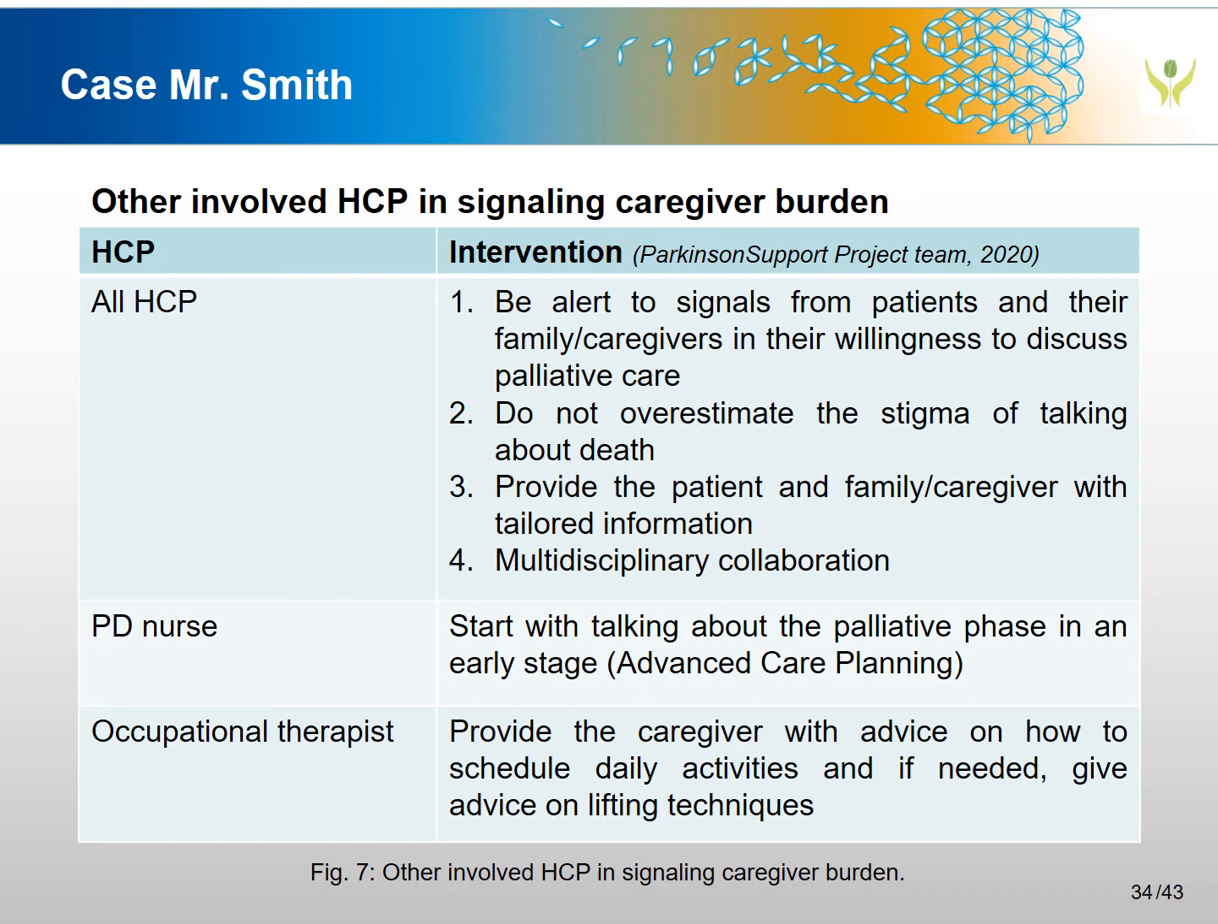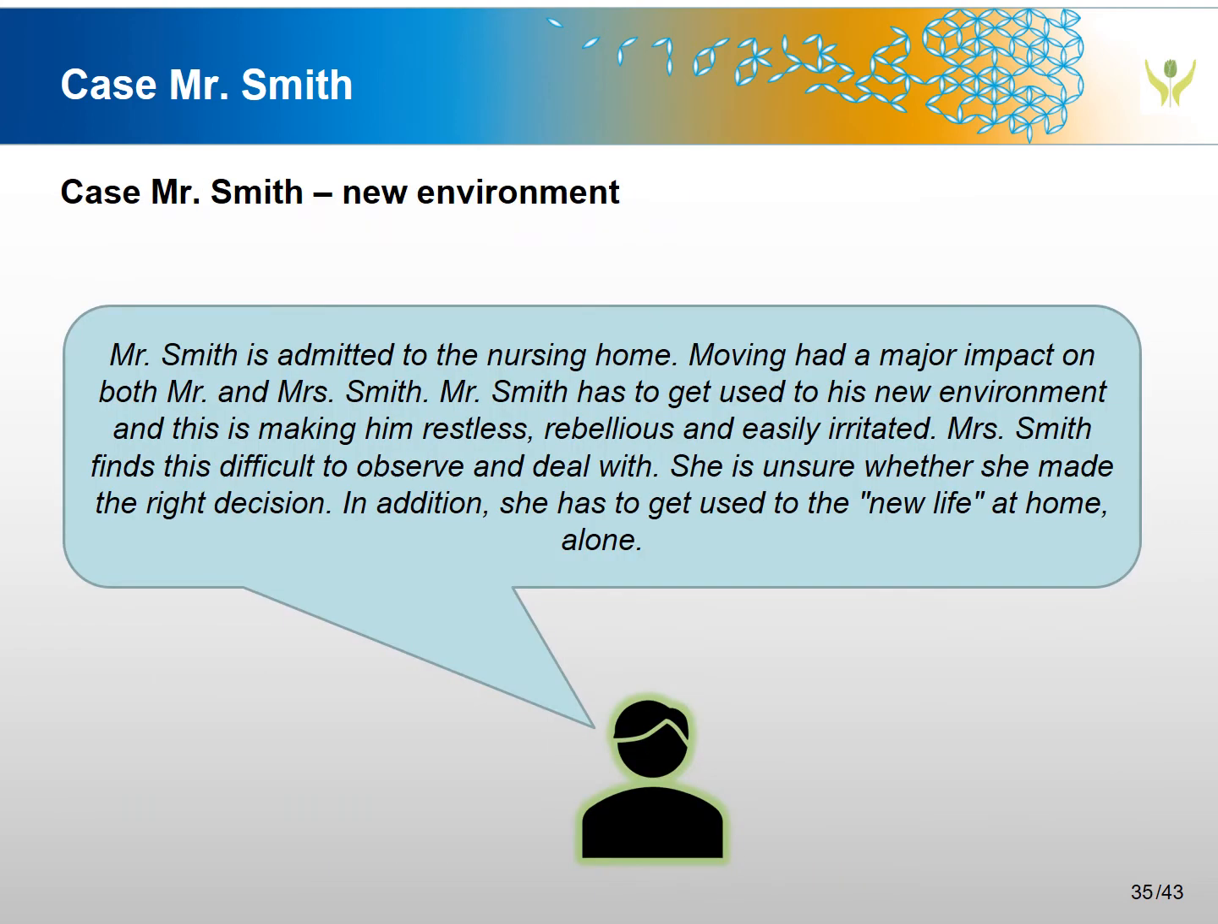Some professionals are tasked with specific responsibilities. The Parkinson's disease nurse, for example, is responsible for the advanced care planning. The occupational therapist provides the caregiver with advice on how to schedule daily activities, and if needed, he gives advice on lifting techniques. Onto the case.